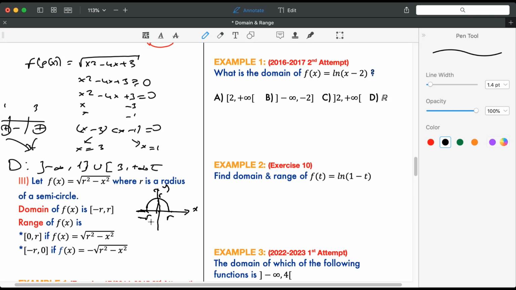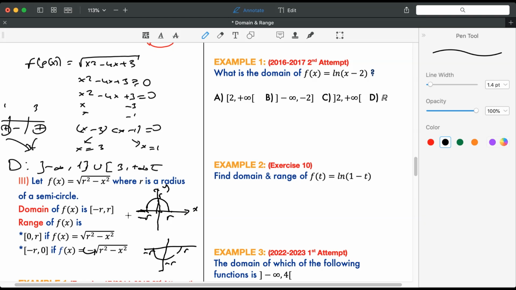The range is 0 to r when the sign of the radical is positive, and it is negative r to 0 when the sign of the radical is negative. Like this. It's still a semicircle, but it's upside down. The domain doesn't change, but when you put it upside down, the range changes. Remember, if there is a minus in front, then you flip the function. This is reflection around the x-axis.